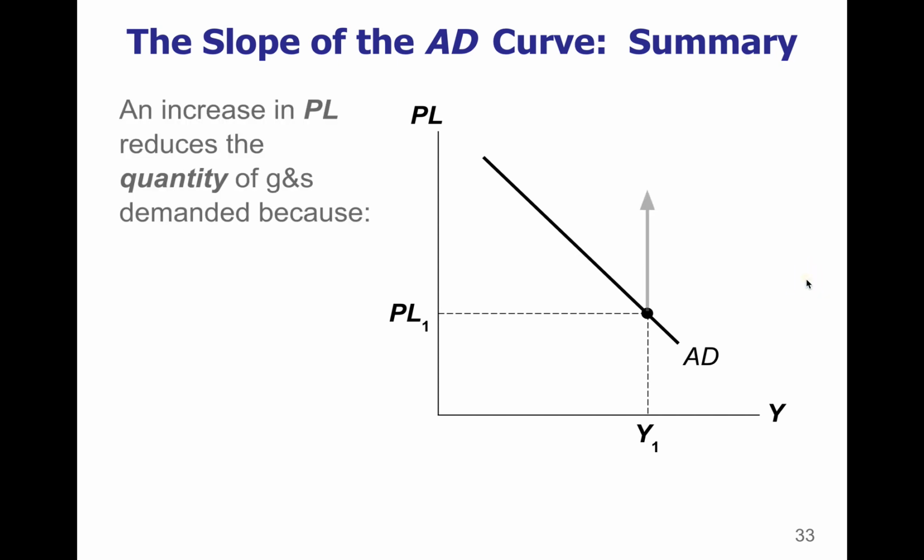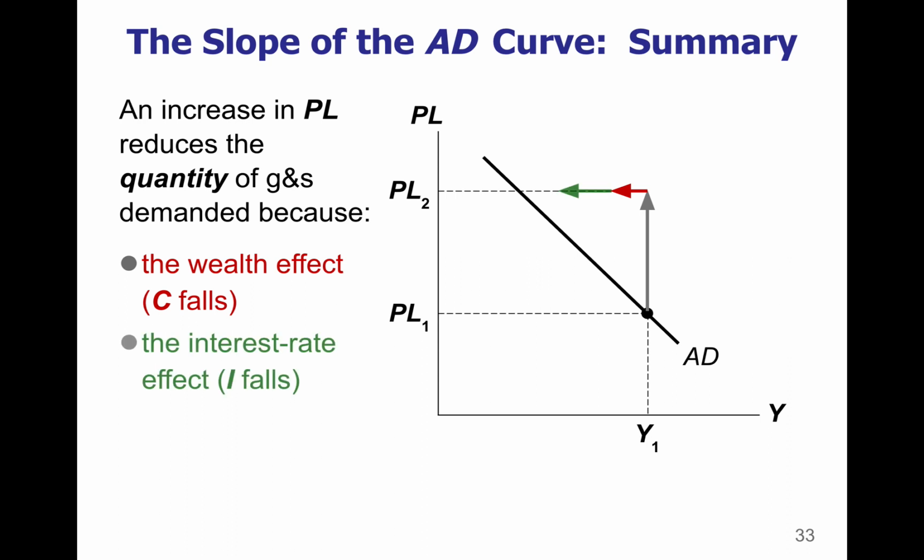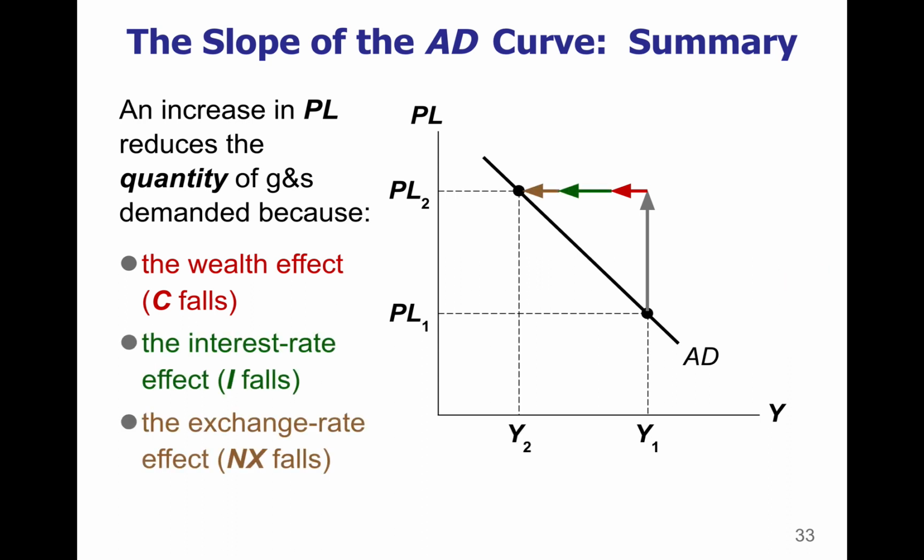So we just learned about three reasons why this is, and that is the wealth effect, the interest rate effect, and the exchange rate effect. Because when prices go up between here, price level 1 and price level 2, your money doesn't go as far. So if your income stays the same and the prices of the things you need to buy go up, you can't buy as many. So that makes your output go down from Y1 to Y2.